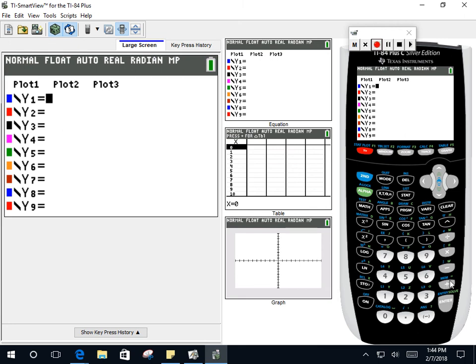Plus. No, right here, plus. Okay. Well, plus sign is the same thing. Yep, the plus.